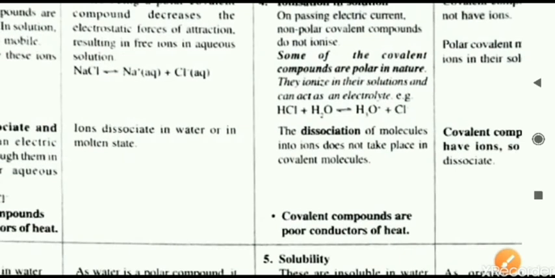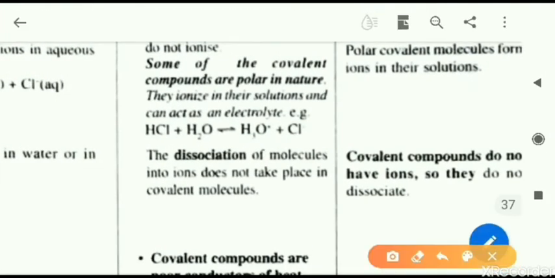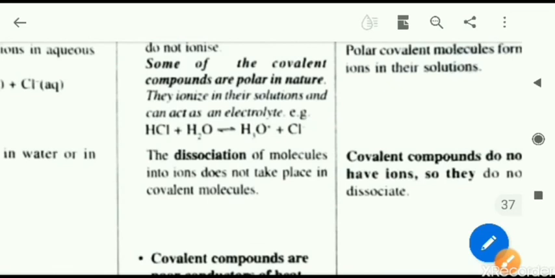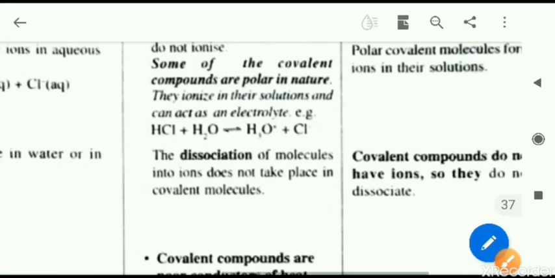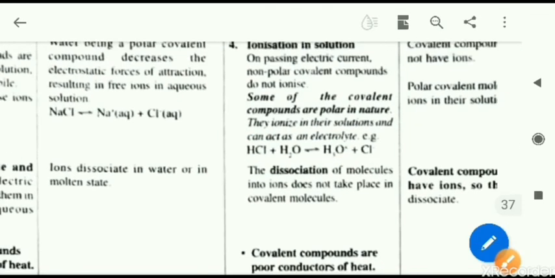But in the case of the polar compounds, let me zoom in for you. You can see in your book as well. Here it is given, just for an example, HCl. This has a polar covalent bond. Hydrogen and chlorine are bonded together with a polar bond. Hydrogen has a partial positive charge, chlorine has a partial negative charge. So this is a polar covalent compound, and the polar covalent compounds can ionize.